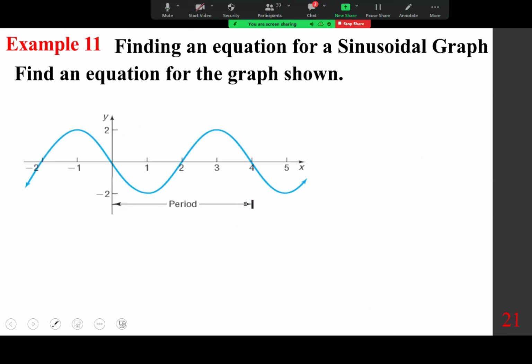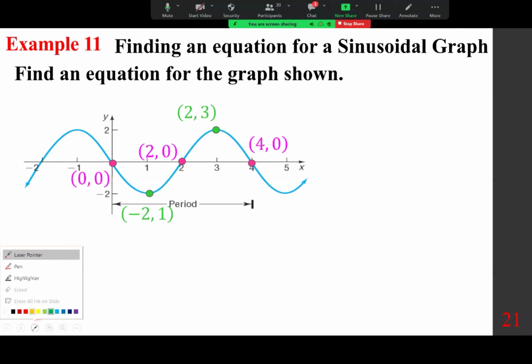Let's look at this function. We continue finding an equation of the graph, and it's important to put important points: (0, 0), (1, -2), (2, 0), (3, 2), (4, 0). So those are the pairs: (0, 0), (2, 0), (4, 0).